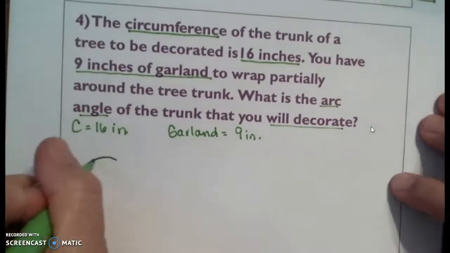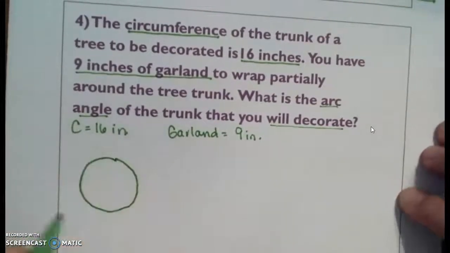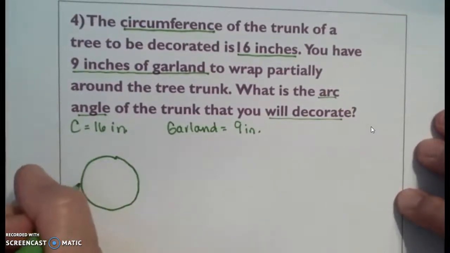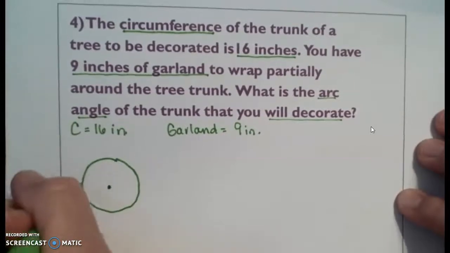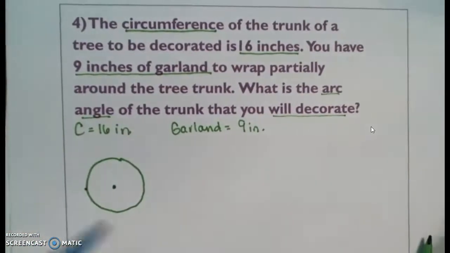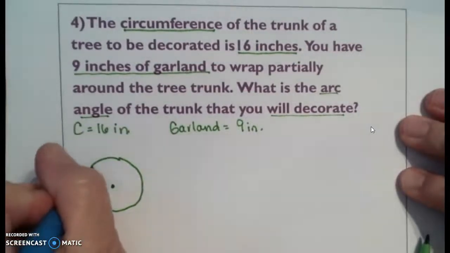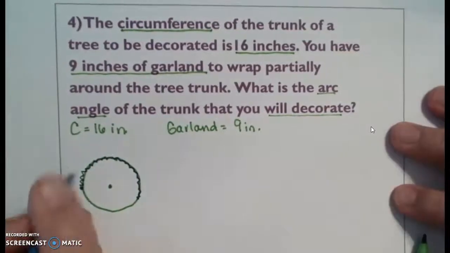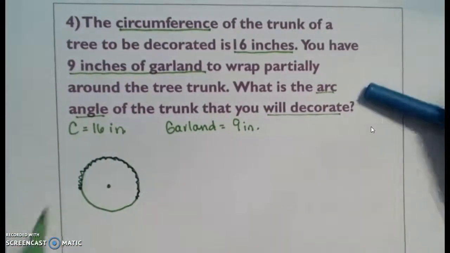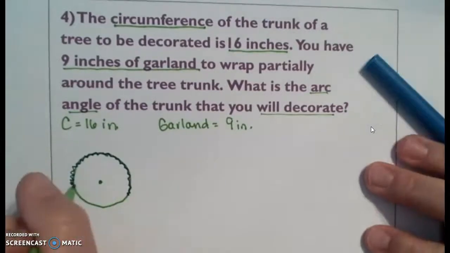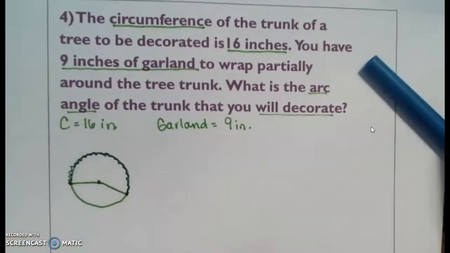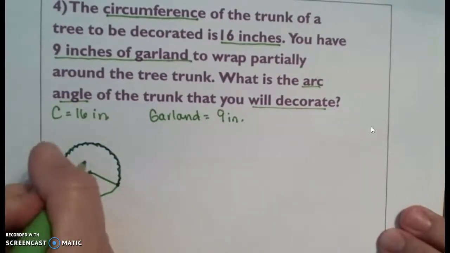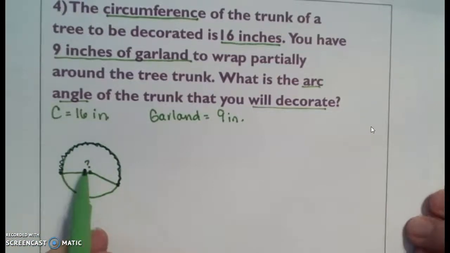So let's give ourselves a visual of our tree trunk. So all the way around is 16 inches. So if you think about it, if I started right here, and go with a different color here, I'm going to wrap my garland. If I've got 9 inches, it's going to be a little more than half. Okay, so I'd have enough to reach about that far. And it says, what is the angle that will be decorated? So we're actually looking for this angle here.